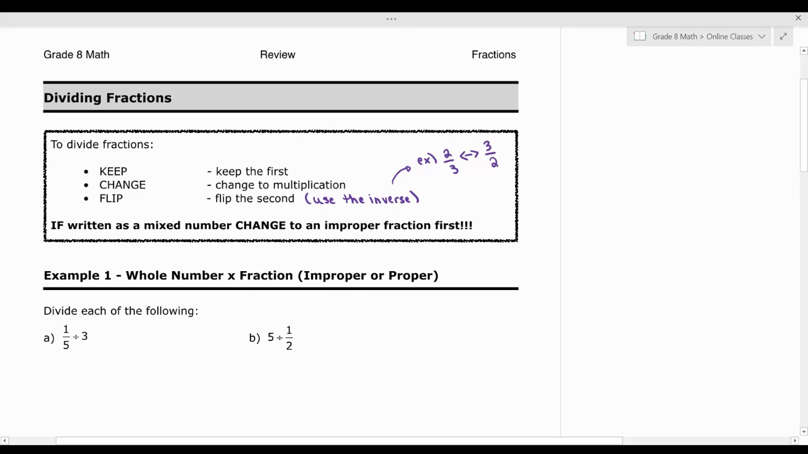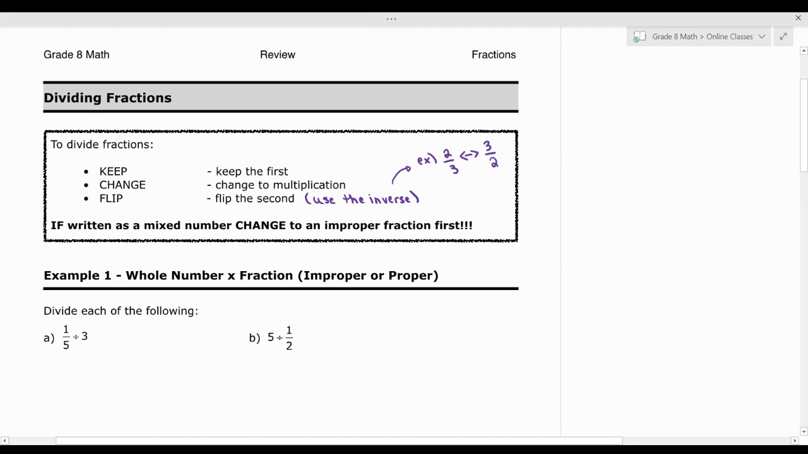Now that we've reviewed multiplying fractions, let's move on to dividing fractions. The method that I always use, I call it the keep, change, flip. So I'm going to keep the first, I'm going to change to multiplication, and then I flip the second. And what happens when you change to multiplication, you end up multiplying what's known as the inverse.